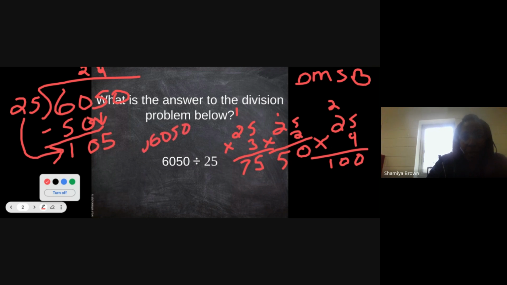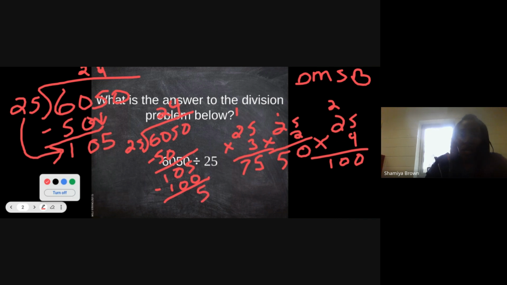6050 divided by 25. 25 went into 60 2 times. I multiplied, I got 50. Subtracted, I got 10. Brought down my 5. I can get 4 groups of 25 out of 105. Now 4 times 25 gave me 100. So I'll put that under here. Then I subtract that and I get 5.